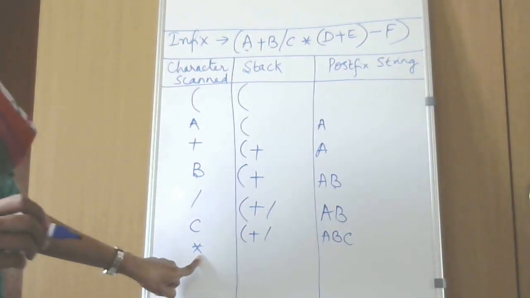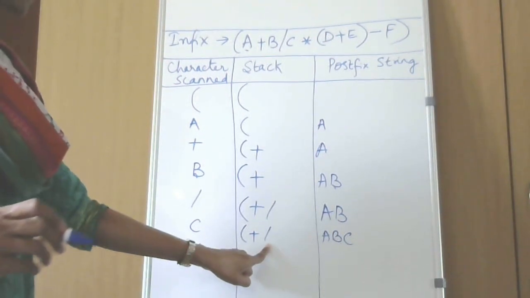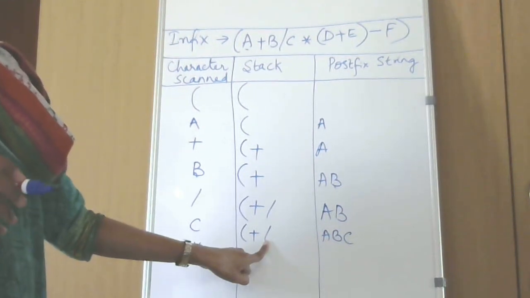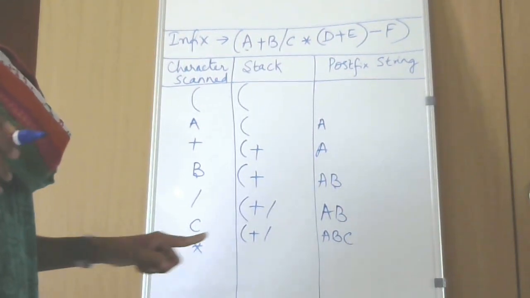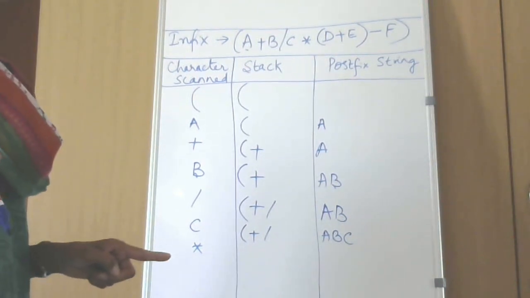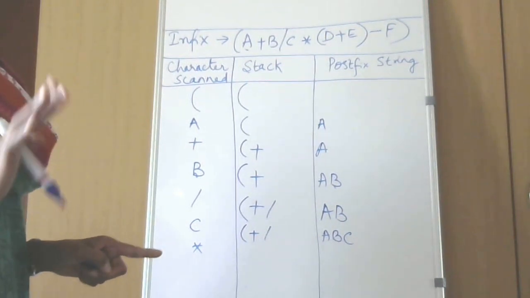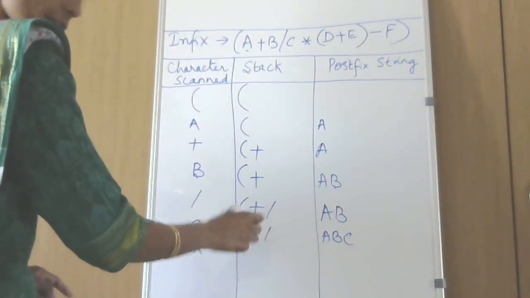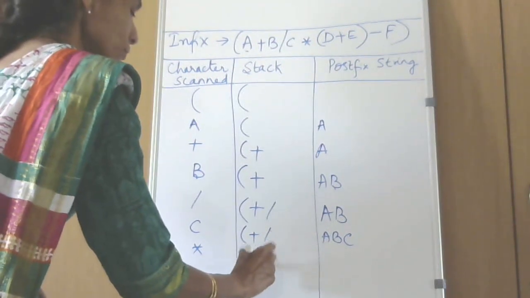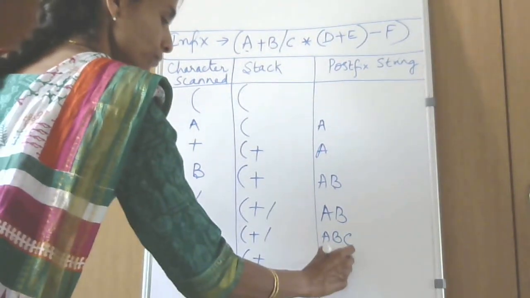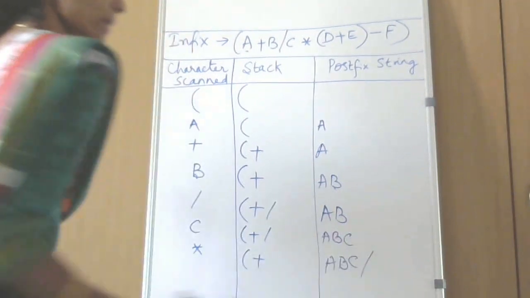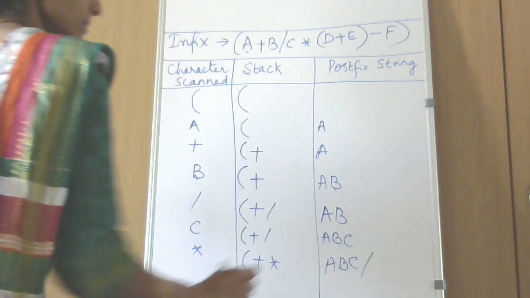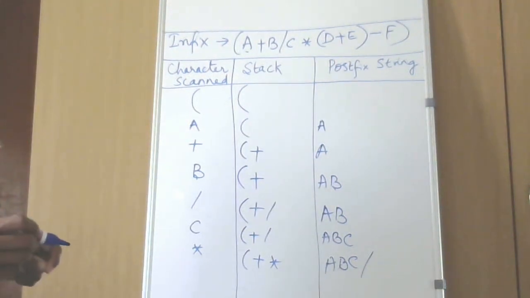Now, when the star operator is encountered, we see here the top of the stack is slash. As we all know, star and slash both are of the higher priority. Two operators of the same priority should not be there in the stack at any point of time. Since these are equal operators, you will have to pop this slash. When I pop the slash, you put it as part of the postfix string. Push this star into the stack.